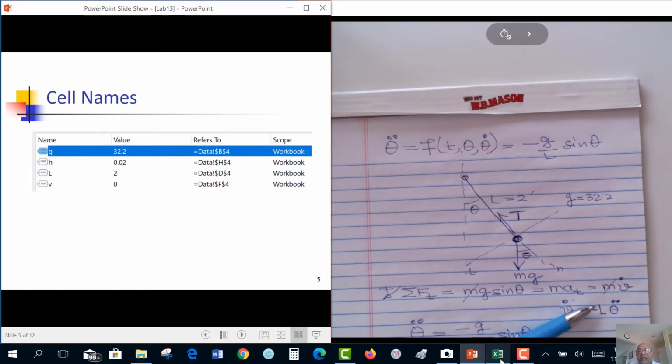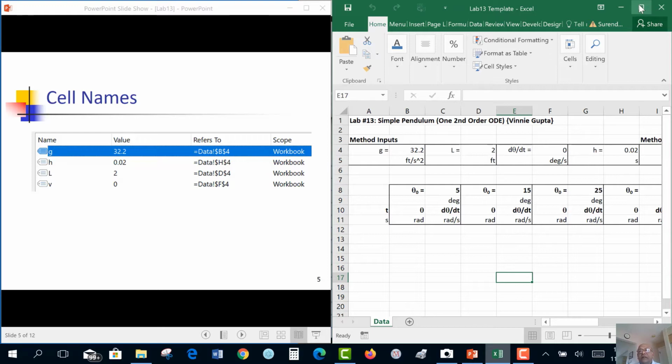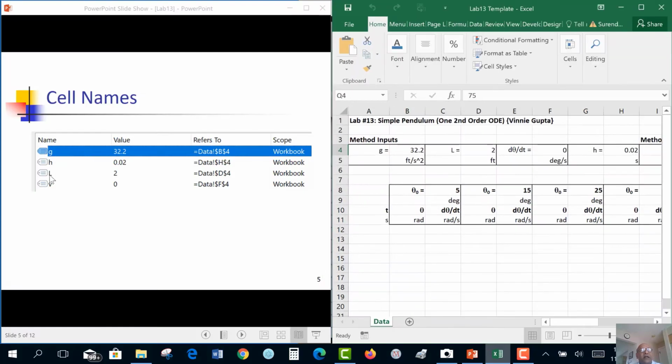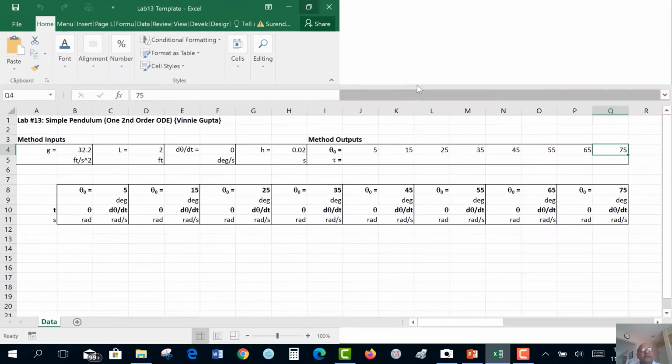Okay, so let me fire up my spreadsheet. Here is my spreadsheet. So I have a worksheet named data. And remember, I have a small mistake in my problem statement, which I will correct before posting it. We are going theta 0 from 5 to 75 degrees in steps of 10 degrees. Okay. So let us start by naming our cells.